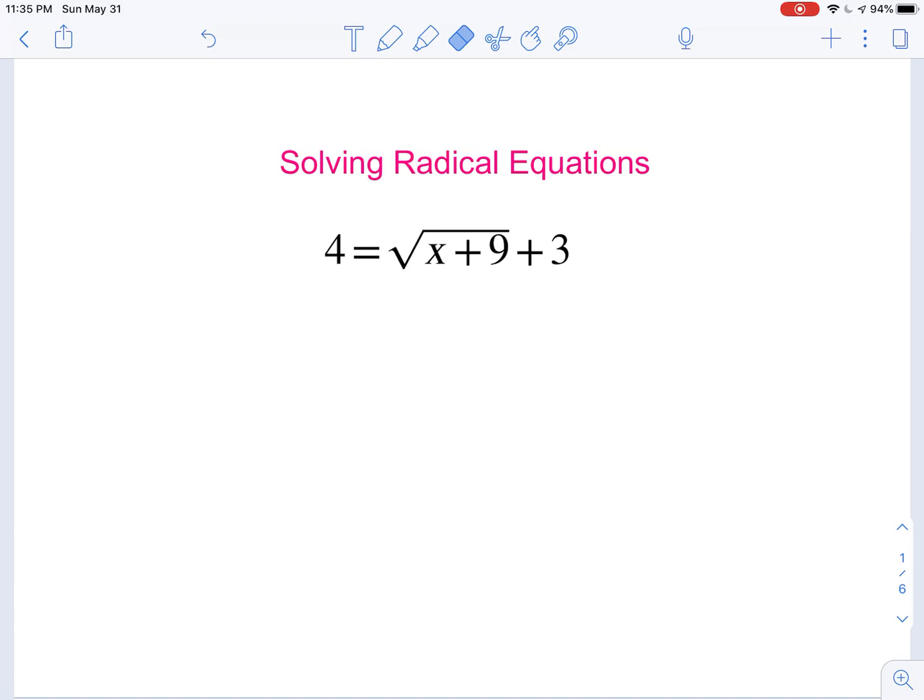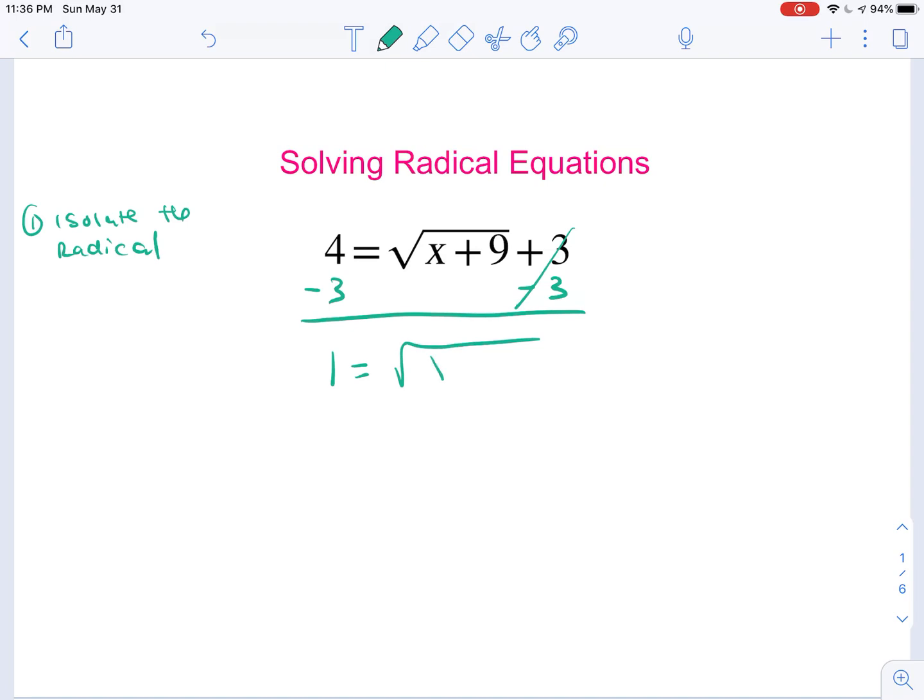Okay, now we also can't do the square power unless the radical is by itself on one side. So the first step that you should do when you're doing these radical equations is isolate the radical. Okay, and I do that by moving any numbers or coefficients that are not included within the radical. So in this case, I'm going to move the 3 to the other side, giving me 1.